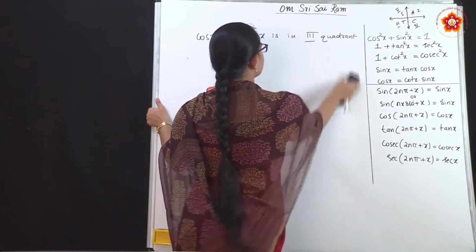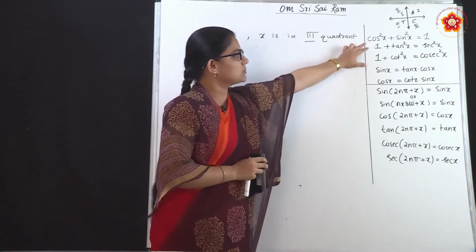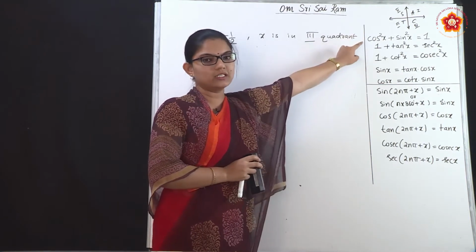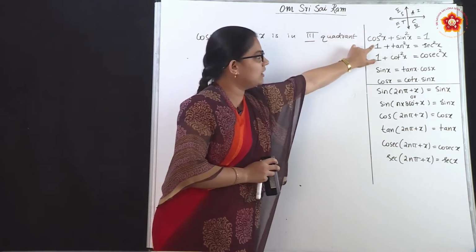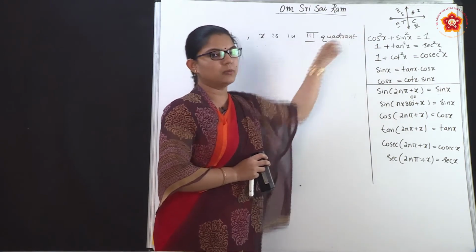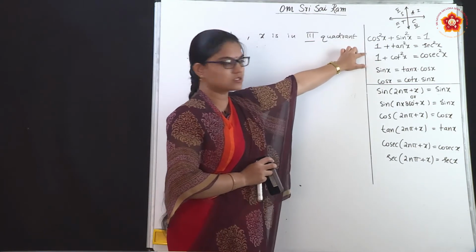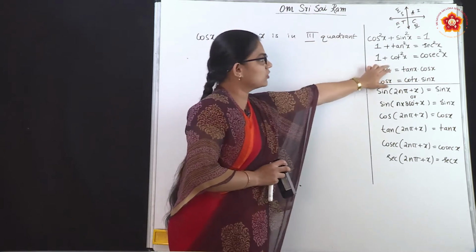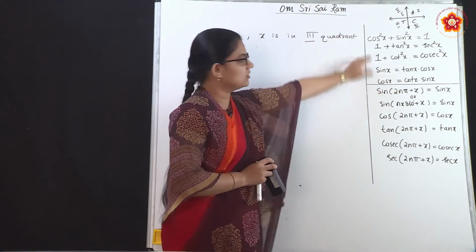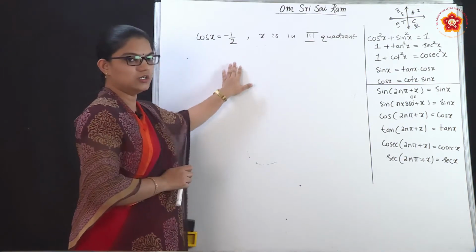We have already studied the identities, that is cos square x plus sin square x is equal to 1, the relation connecting cos and sin. So if you know the cos value, you can find the sin value by using this identity. Similarly, we have 1 plus tan square x is equal to secant square x, and 1 plus cot square x is cosecant square x. So we can use these identities in order to solve the problem.